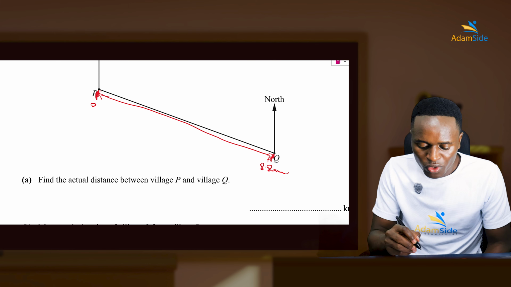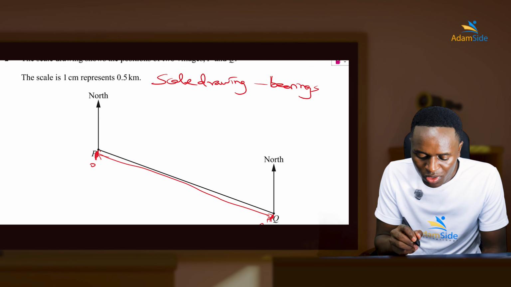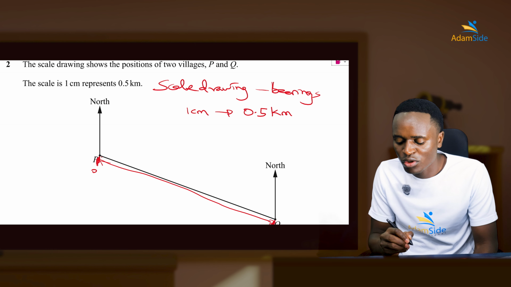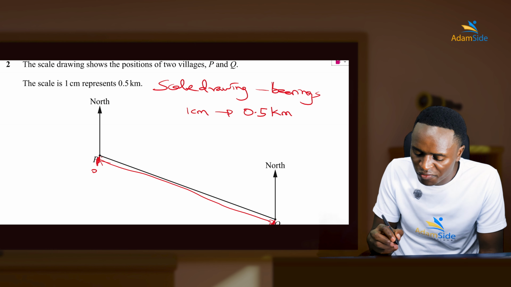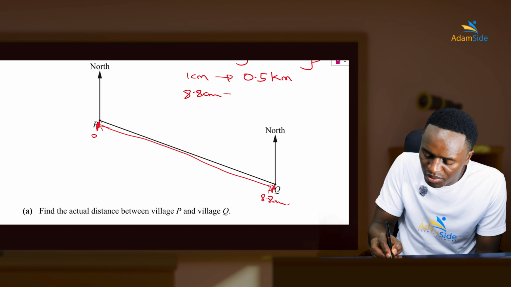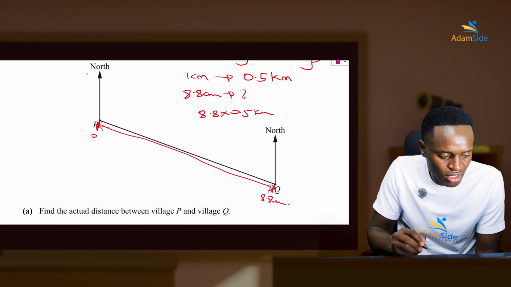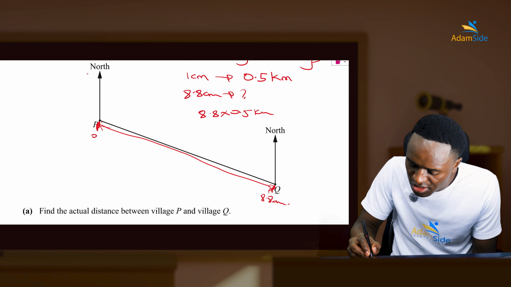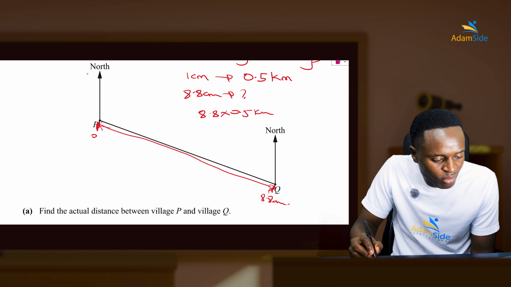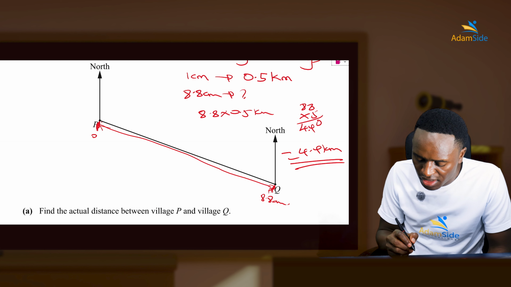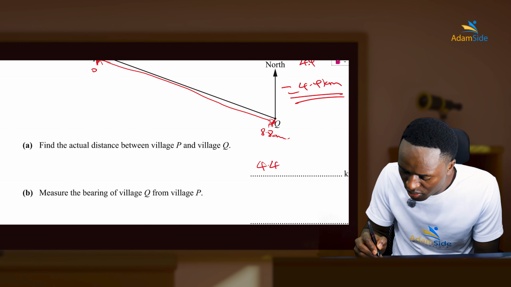Then after getting that, we go back to the question. What does the scale say? It says 1 centimeter on the drawing is equivalent to 0.5 kilometer on the actual ground. So if it's 8.8 centimeter, what will be the actual distance? 8.8 times 0.5 kilometer. You get 40, then 44, and then because it's 1 to 10, you get 4.4 kilometer. This becomes your answer. So here you have 4.4 kilometer. Correct.